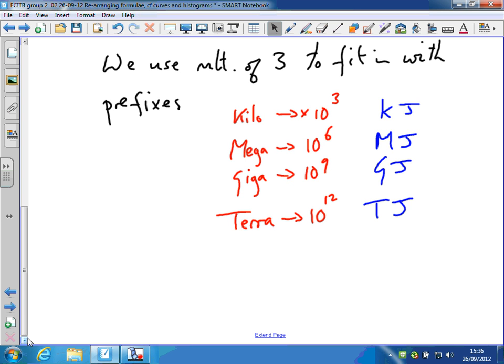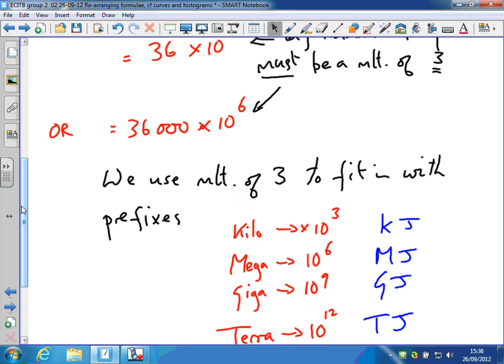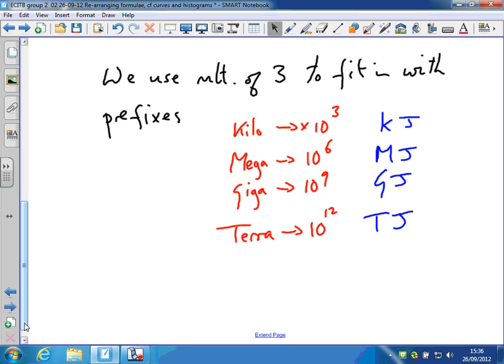So which of these do we use? 36,000 times 10 to the 6 or 36 times 10 to the 9. It all depends on the units that you're routinely using. If you're routinely using the megajoule, if you're talking about energy, then you'd call it 36,000 megajoules, and so on. So there's no right answer to that. It all depends on the scenario. So that's engineering notation and standard form for large numbers.